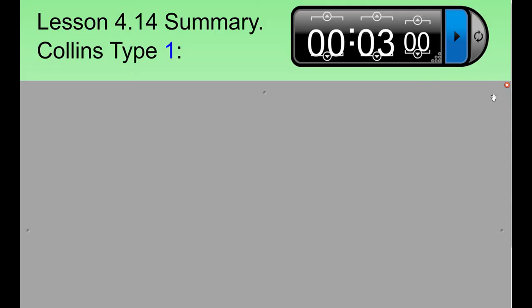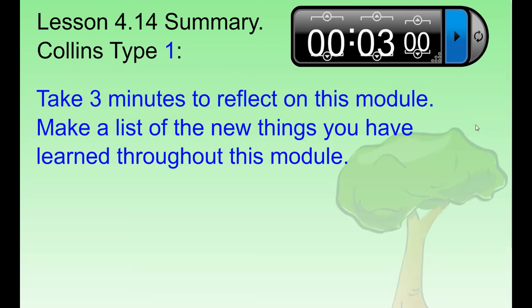For our last summary of the module, we have 3 minutes on the clock, and it is a type 1. It says, just take 3 minutes to reflect on this module. Make a list of the new things you've learned throughout this module. Think about all the new stuff you've learned. We've talked about proportions and rates and constant rates and solving equations, systems of equations, slopes of a line, equations of a line, the different forms of an equation of a line. So reflect on all that stuff. Put down some new things you learned. Make a list. Go ahead, pause the video.